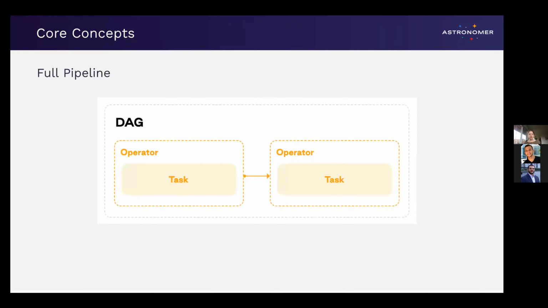Putting that all together, conceptually it looks something like this. You have your tasks in your DAG. Each one is going to be wrapped by an operator that defines what is actually going to happen within that task. You can define your dependencies within your DAG. And all of this is going to happen in Python code, and we'll show some examples.